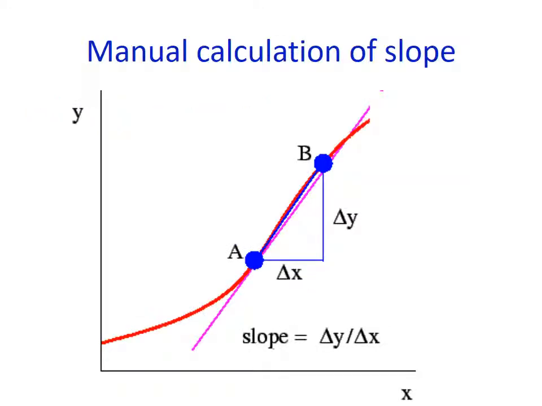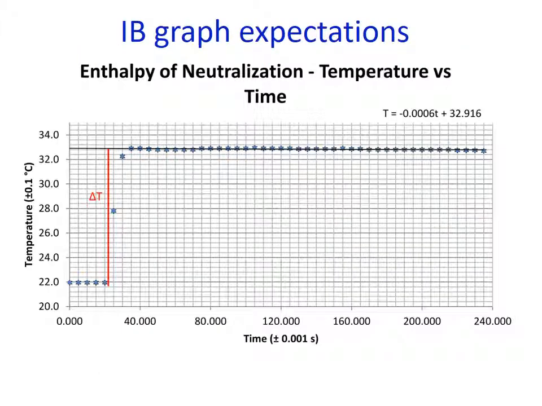Okay, so you can calculate the slope manually through change in y over change in x, and that's going to have associated errors. And in terms of your IB graph expectations, this is what is expected of you. So you need to have an understanding of the experimental error when you're doing the graphs. So notice that time, for example, is plus or minus 0.01 seconds, and temperature is plus or minus 0.1.